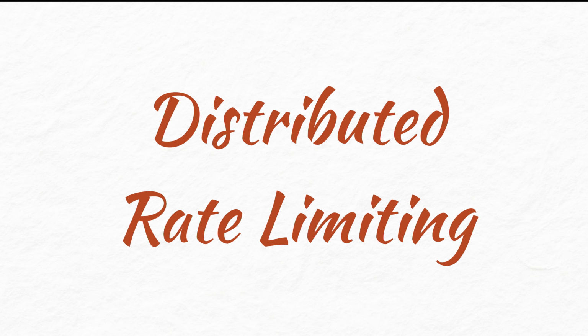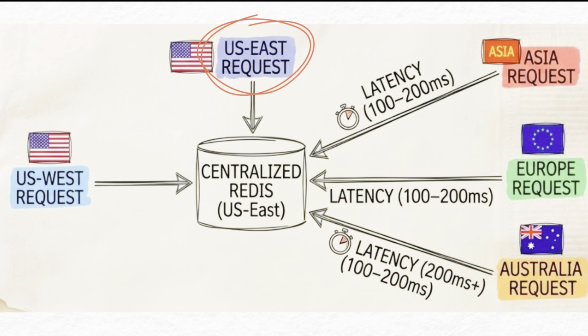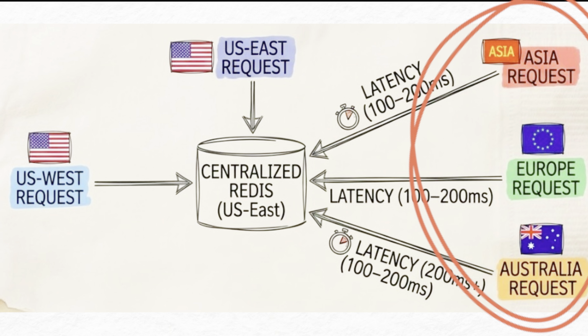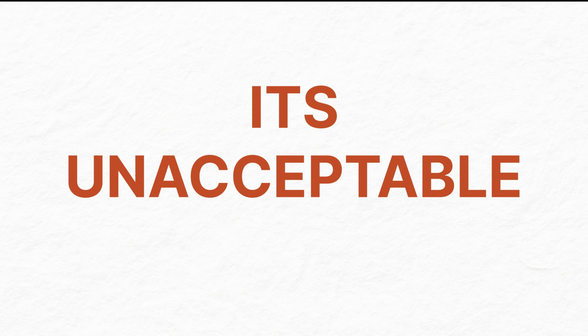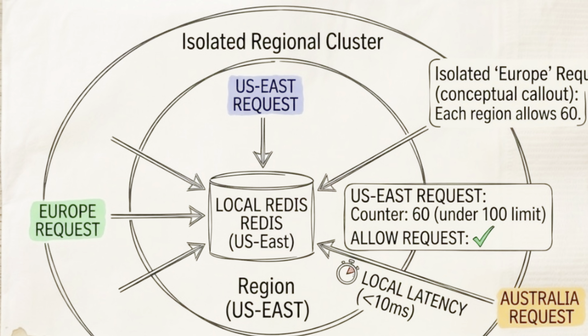Distributed rate limiting. Now you are global. US East, US West, Europe, Asia, Australia, these are all the regions. If you kept a centralized Redis, every rate limit check is cross region. That's 100 to 2000 milliseconds added to every request. It's unacceptable. If you use a local Redis per region, the latency will be fixed, but now counters are split.